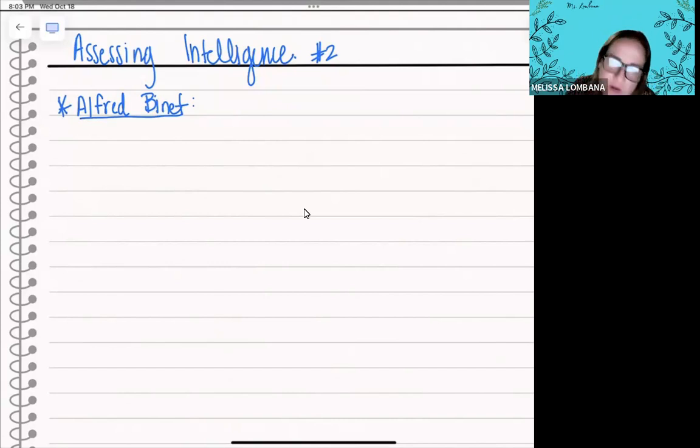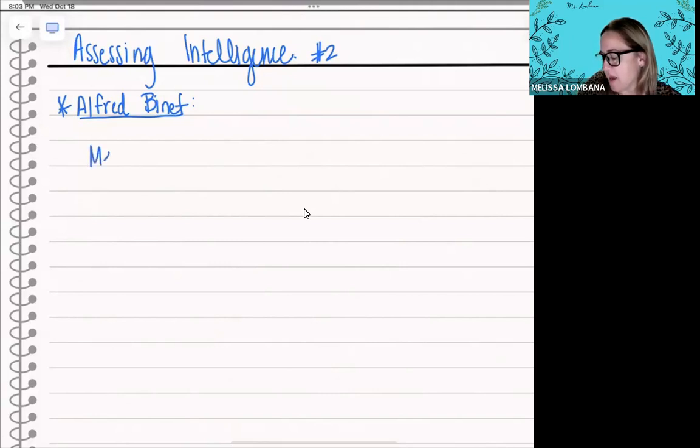So Alfred Binet, in writing this down, he wasn't from France, and he created a scale to test for students in France that needed extra support. So he's going to make this test to identify students that were having difficulties or needed extra help. Okay, and he developed what's called mental age.